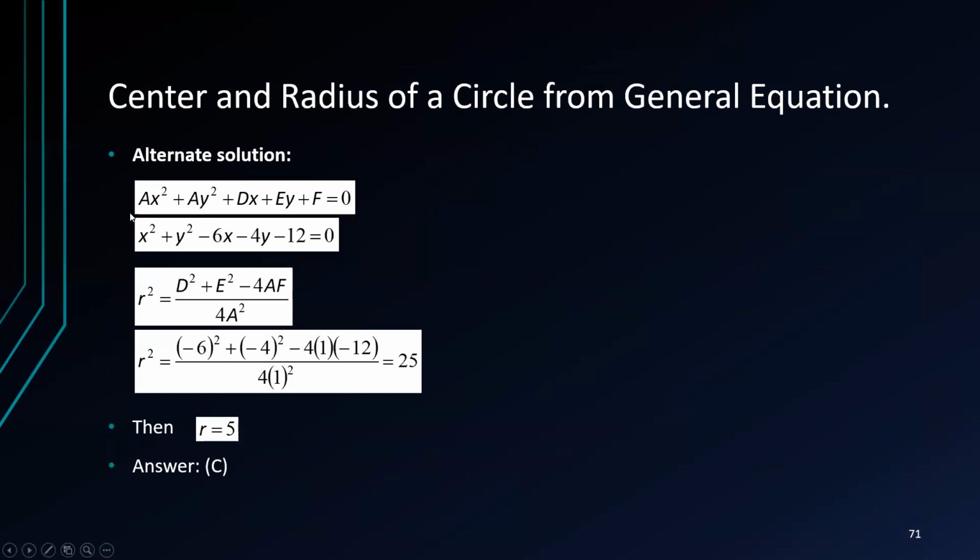Alternate solution, using the general form: x squared plus y squared minus 6x minus 4y minus 12. So, r squared is equal to D squared plus E squared minus 4AF over 4A squared. So, r squared is 25. So, r is 5.